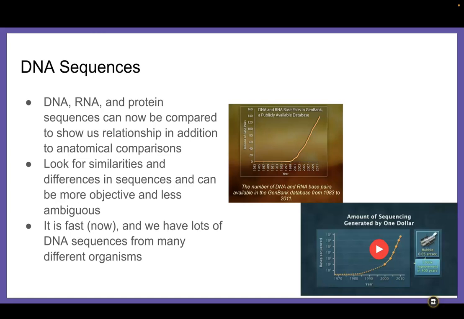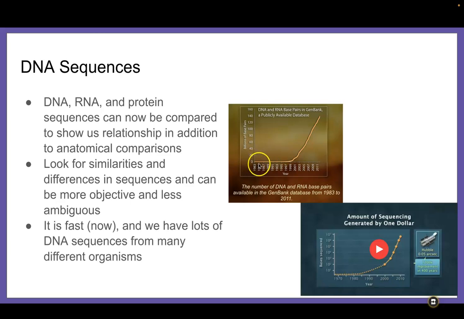It's not like all of a sudden we figured out DNA and we got rid of all those altogether, but we use them to look for similarities and for differences in those sequences to help us make things less ambiguous and more objective, less about what we think, and maybe just provide us another piece of evidence. It's now really fast. We have lots of DNA sequences from many organisms, and the more we get, the better we can actually predict these relationships.